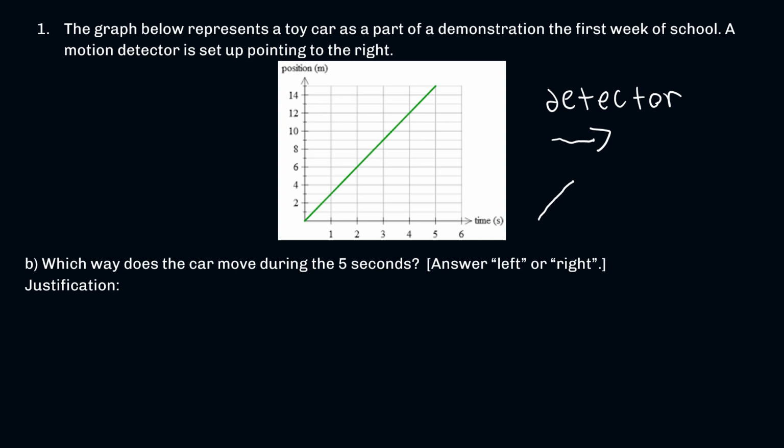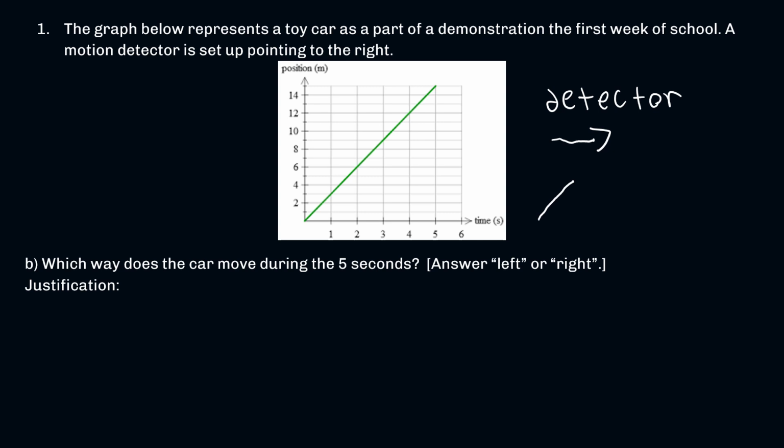Evidence is going to be my fact: position time slope like a front slash means the object is moving away from the detector. So since this graph is shaped like a front slash, that means it's moving away from the detector, and the detector is pointed to the right. So in order to move away from the detector, I have to then also move to the right.